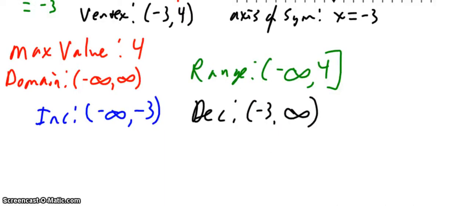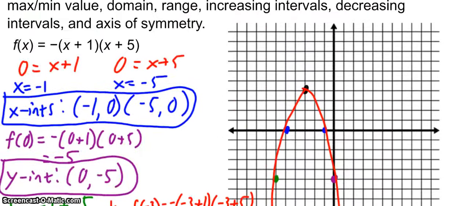Alright, so I think I got everything here. Let's look at it. X-intercepts: (-1, 0) and (-5, 0). I plotted those, and I got those by setting each factor equal to 0. Y-intercept: I plugged in 0 for x, and I solved, and I got (0, -5), so I plotted that point there.